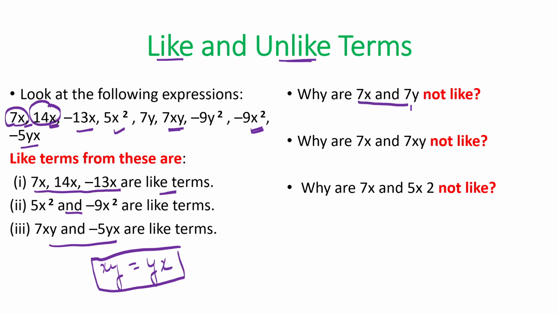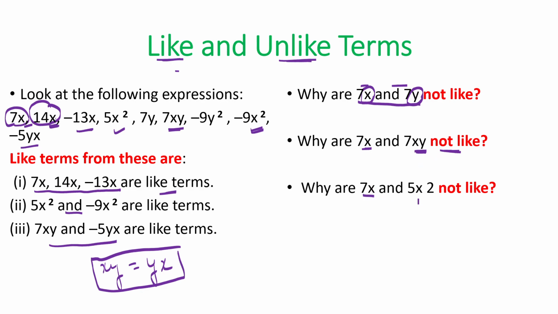Why are 7x and 7y not like terms? This is very clear, because in this case the variable is x and in this case the variable is y. Although the coefficient is the same, the variable is different. Like terms are those in which the variables are the same, while the coefficient may change. In this case, look, x and xy, these two variables are different, therefore these are not like terms.